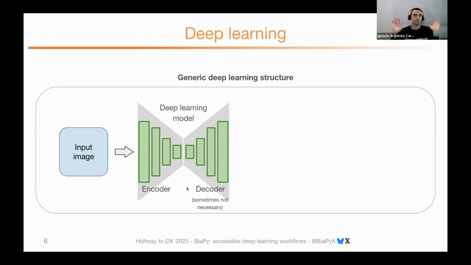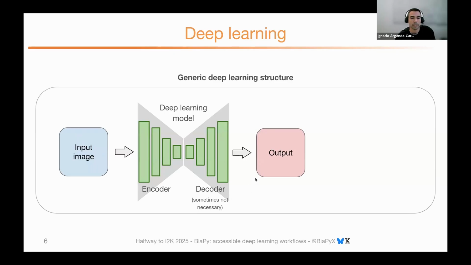This is sometimes not necessary. And then it recovers the actual size of the image. Depending on the task, we have only the encoder, or we can also have this decoder, as we will see. And then it produces an output. In this case, if we have an input image and the output is of the same size, we use an encoder and the decoder.